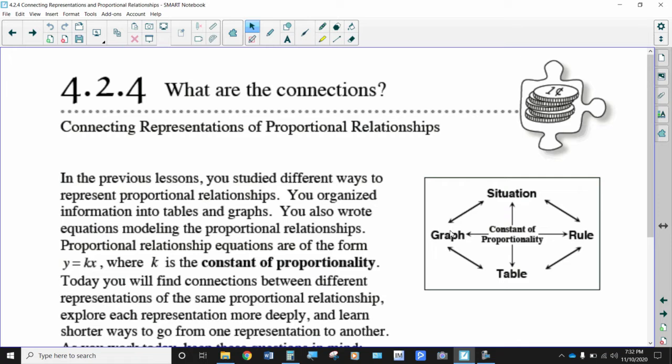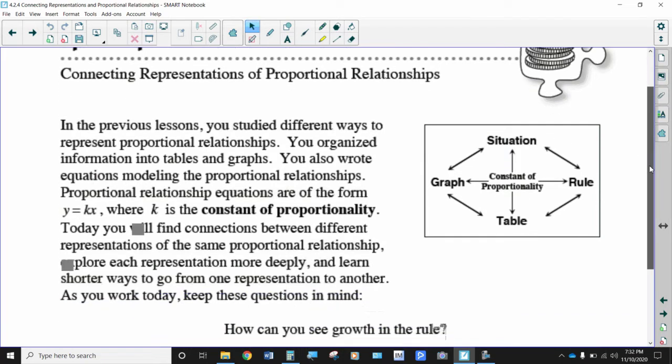For instance, if I see a graph, I want to be able to create a table from that graph, and from that graph figure out what the unit rate is. And from that, then I can figure out what the rule is and then use that rule to solve other problems related to this situation. Okay, so do I want to read all through this?